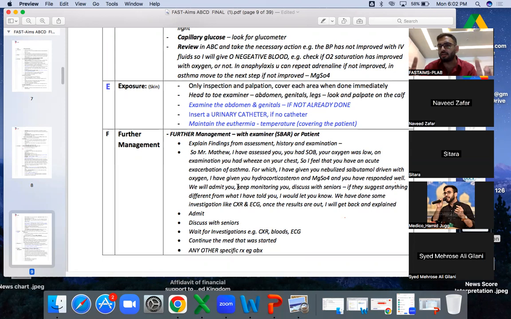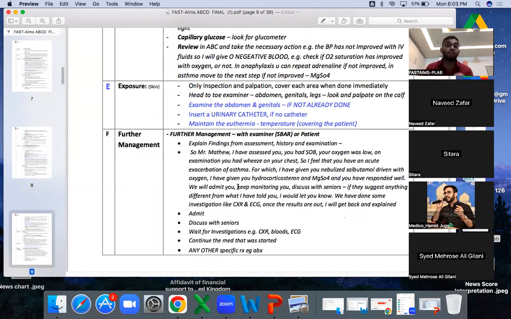So they will ask you to explain, and you will be discussing what you are going to do further. For example, we are going to do further testing. We are going to keep him under observation. We are going to give him antibiotics, or we are going to run a few more tests. We are going to run a CT scan. Any special thing after the emergency is done, you are going to mention over here. So this format will stay the same.